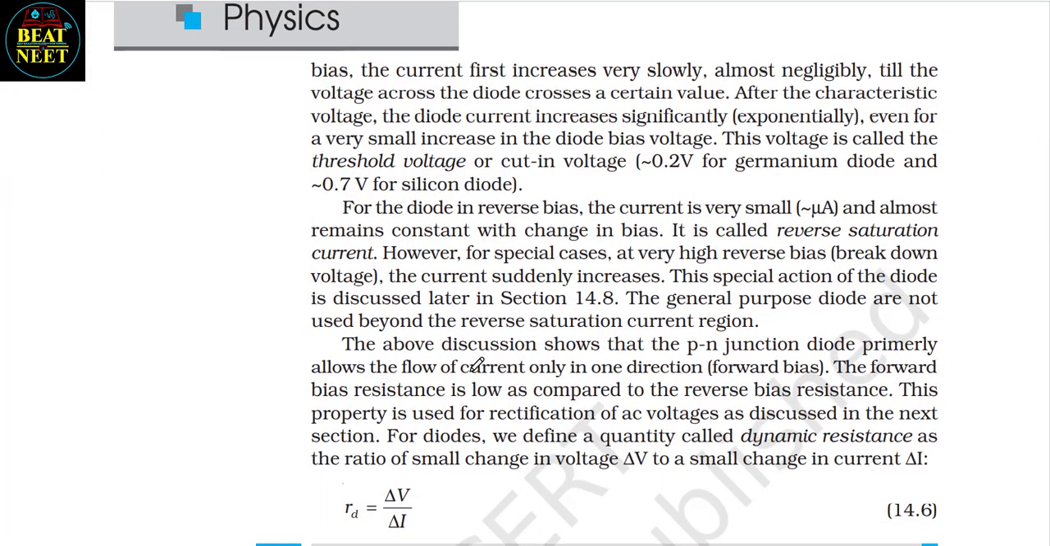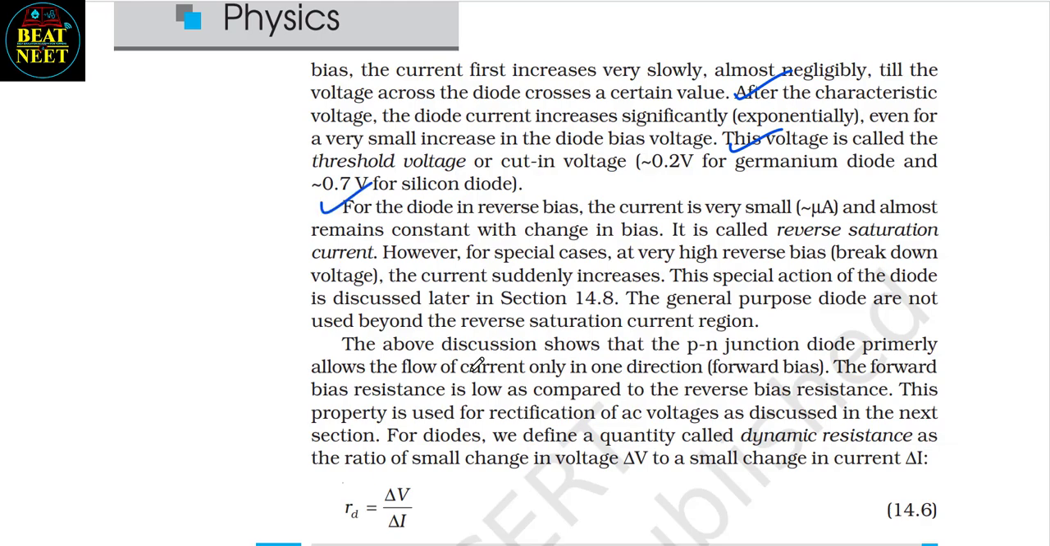The current first increases very slowly, almost negligibly, till the voltage across the diode crosses a certain value. After the characteristic voltage, the diode current increases significantly, exponentially, even for a very small increase in the diode bias voltage. This voltage is called the threshold voltage or cut-in voltage. That is approximately 0.2 volt for a germanium diode and approximately 0.7 volt for a silicon diode.